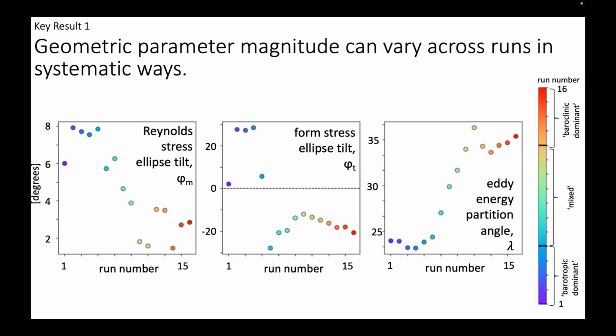statements. So key result 1 is that geometric parameters, the magnitude of them can vary across runs in systematic ways. So here I'm showing, it's a fancy pointer. Let's see if I can make it work. Oh, it's very hard. I'm going to use my finger.